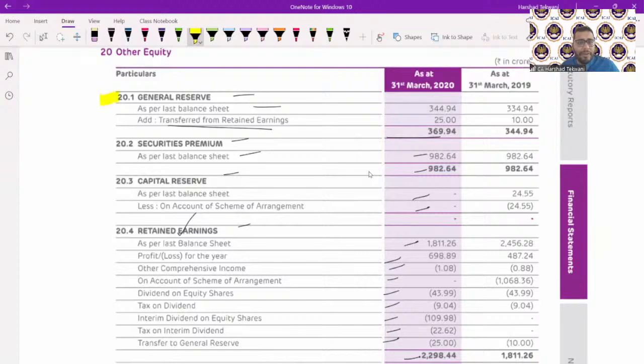Let's say general reserve as per the last balance sheet date, and an addition. Now here there is no deduction, so there is no deduction mentioned. Securities premium as per the last balance sheet date. If there is no movement, then there will be no addition and deduction. Same for capital reserve, retained earnings, with all the allocations.